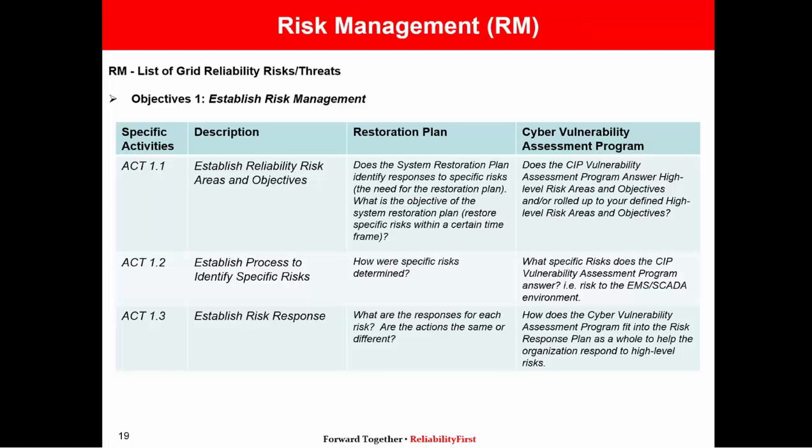So within risk management, one of the first objectives is to establish a risk management process. So what are some of the first things you try to do within a risk management process? Well, within Act 1, the first thing is really to establish risk areas and objectives. So when you would look at your processes, you would first do an overall organizational identification of risk areas and objectives. So these would be high level within the organization.